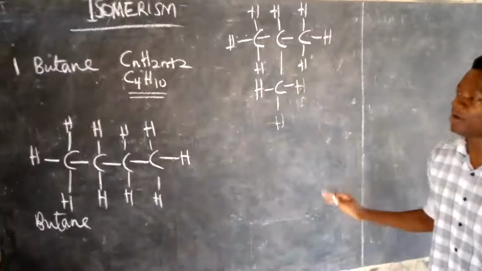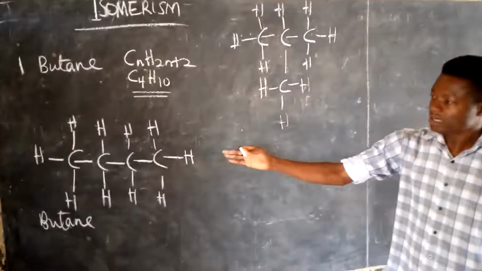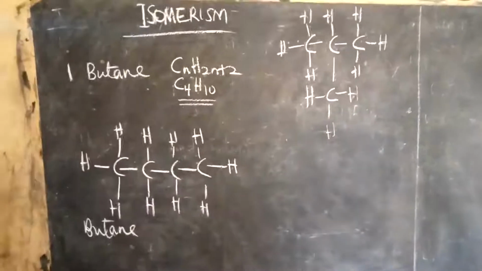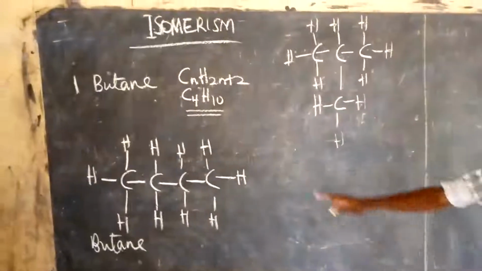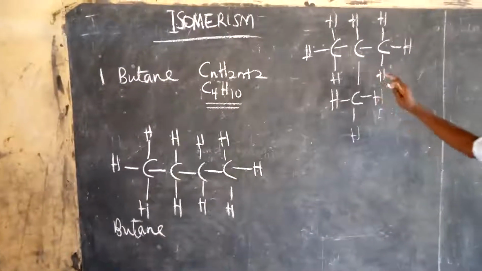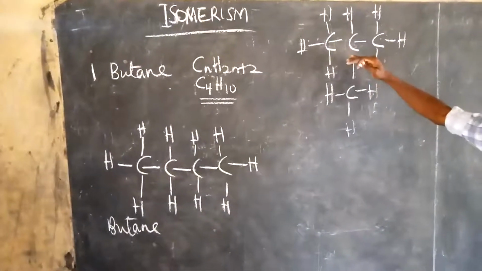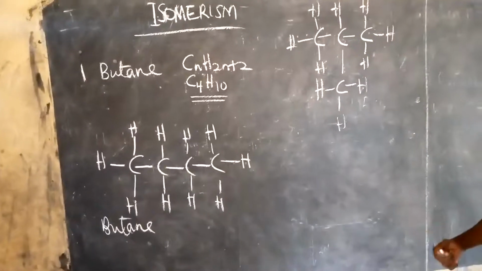The same carbons. But check the two. Do they all have the same structure? No. You can see that the structure of butane is different from this structure. So we can't call this alkane butane. Again, the name has changed.